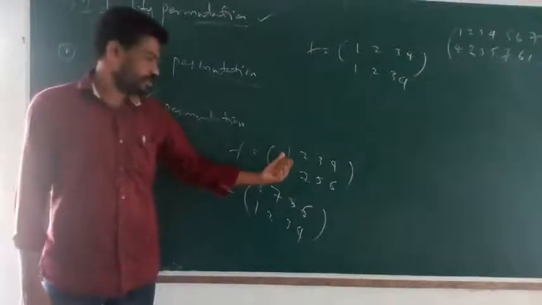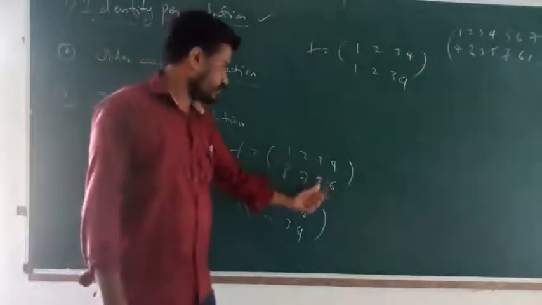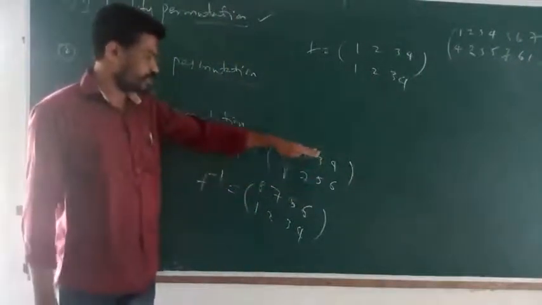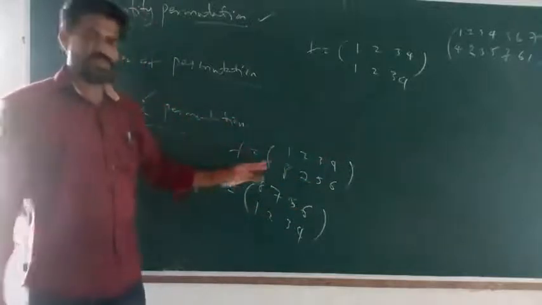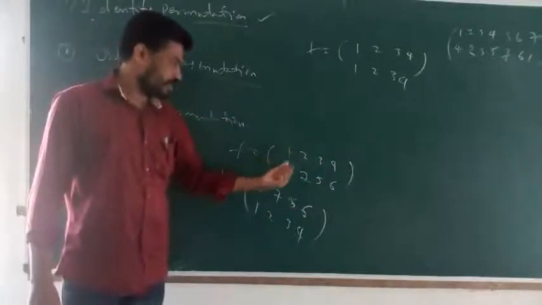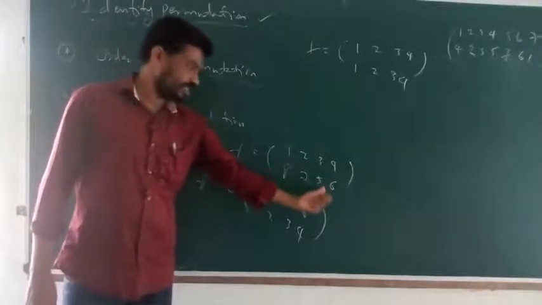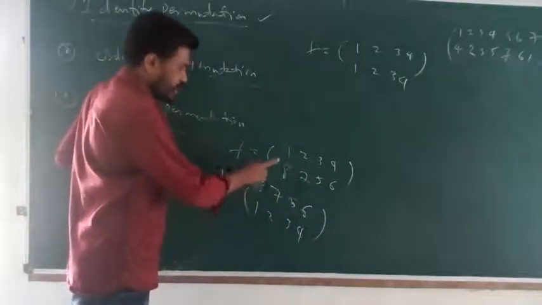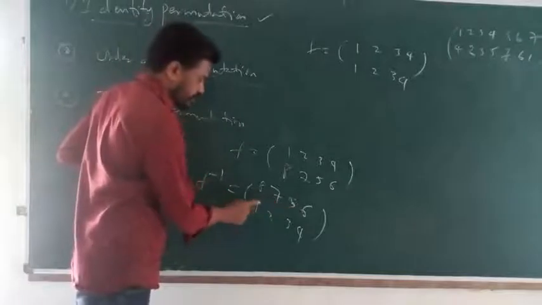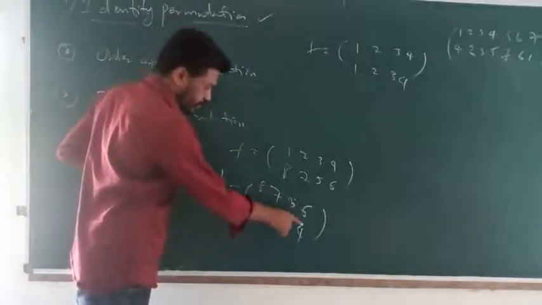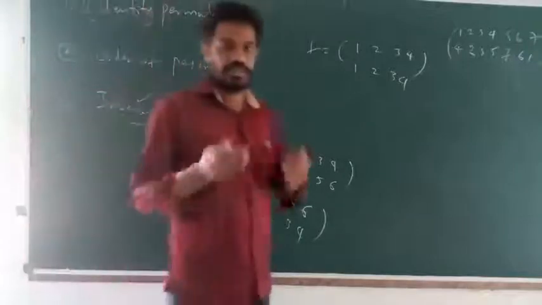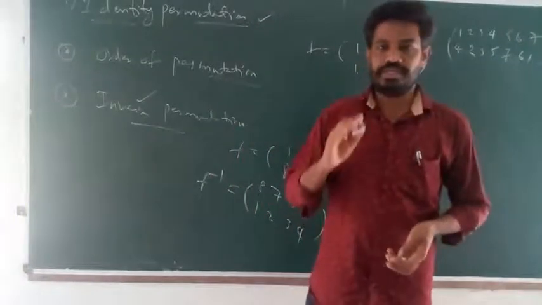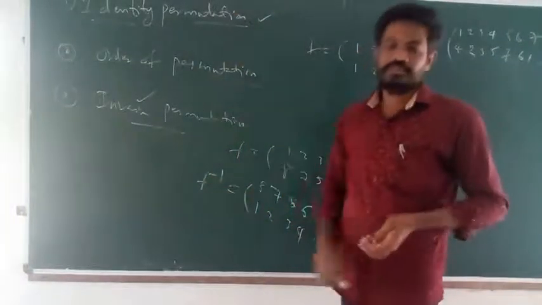This is the main permutation: 1 image 8, 2 image 7, 3 image 5, 4 image 6. So we just change the elements. The second row comes to the first row, and the first row elements come to the second row. So the image is very important. The actual permutation is 1 image 8, 2 image 7, 3 image 5, 4 image 6. For the inverse permutation, 8, 7, 5, 6 come to this side and 1, 2, 3, 4 come to the other side: 8 image 1, 7 image 2, 5 image 3, 6 image 4. Inverse permutation means the second row comes to the first row and the first row elements come to the second row. So images are very important. This is the identity permutation, and this is the inverse permutation.